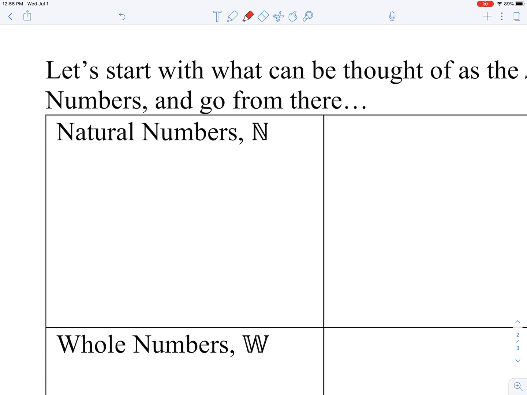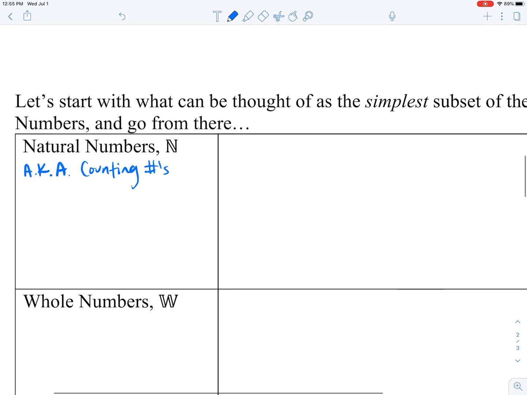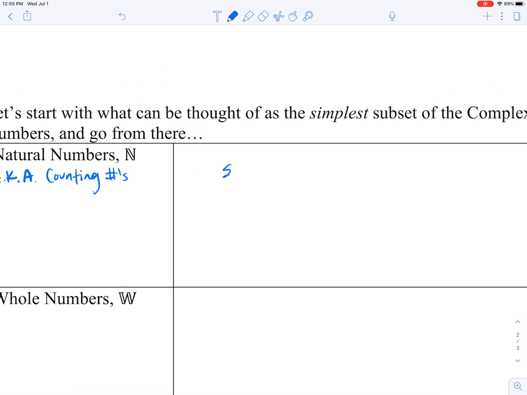Okay, so let's start with what can be thought of as the simplest subset of the complex numbers, and we'll go from there. So we're going to actually start with the natural numbers. And the natural numbers are also known as the counting numbers.